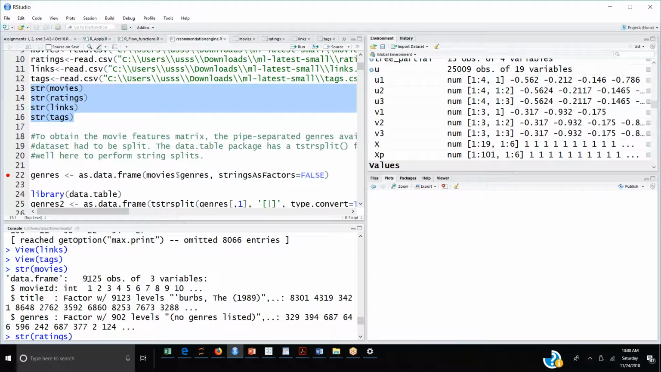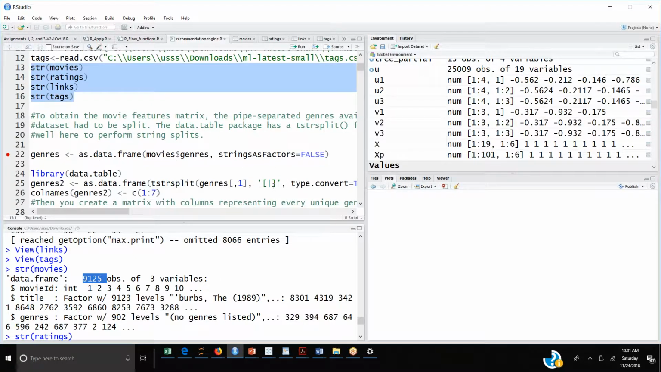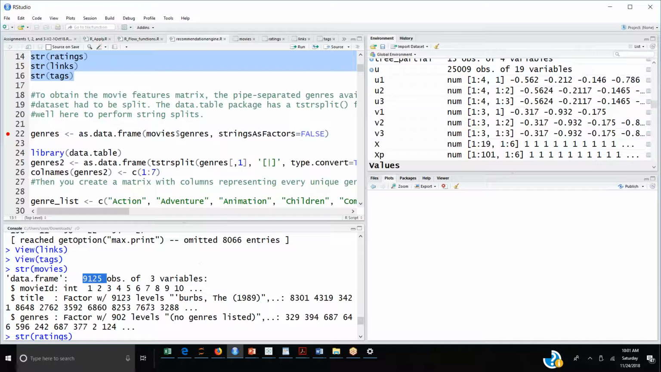And movies have 9,125 movies. Movie IDs are 1, 2, 3, 4 like that. Title is a factor, because it's a string, but it should not be a factor. It should be read as a string. So I'm going to reread this as a new data set, setting stringsAsFactors to false or true, depending upon what I need. Okay, genre is a factor. It's considered 902 levels because it's a factor.